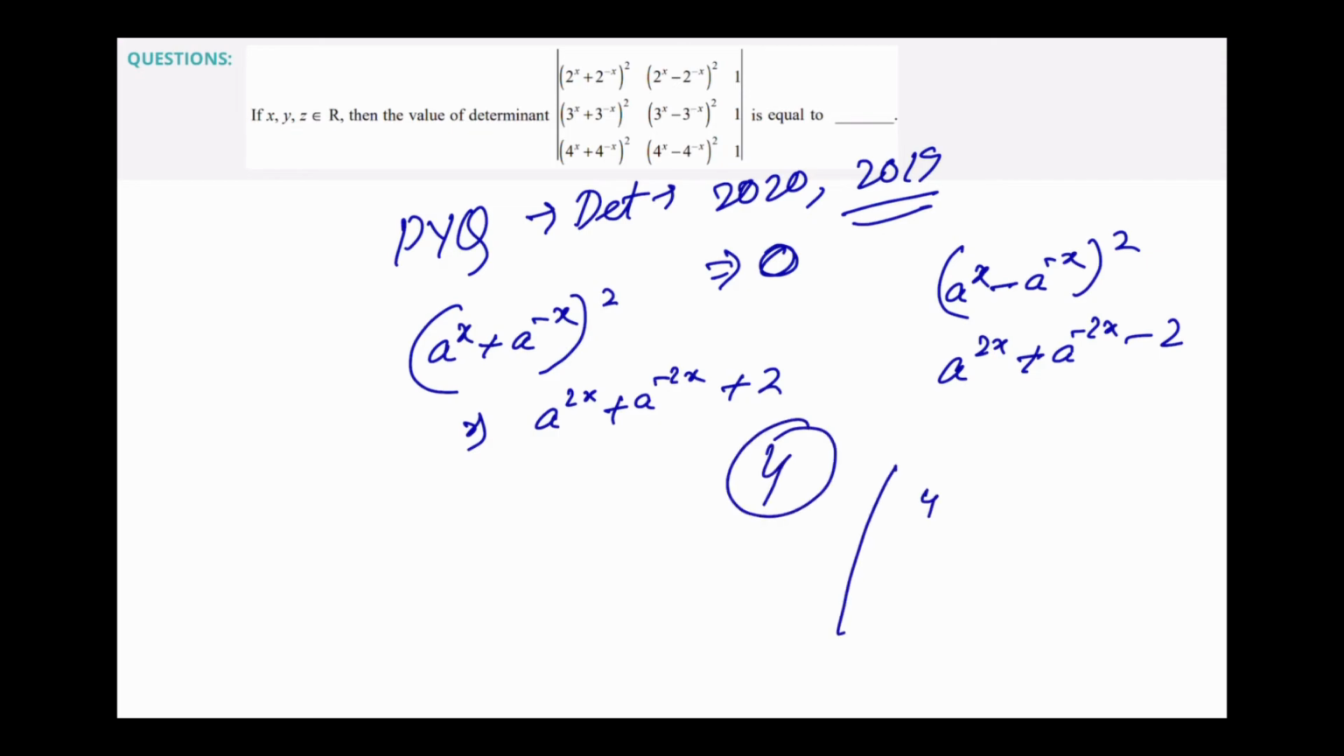So same thing, I'll get 4 4 4 here and 1 1 1 here. If I take 4 common, both the columns are identical, and directly the value of the determinant will be 0. So a lot of questions from the exemplar, just by changing the values, they're putting in the KCET.